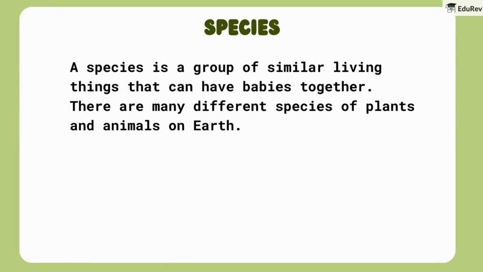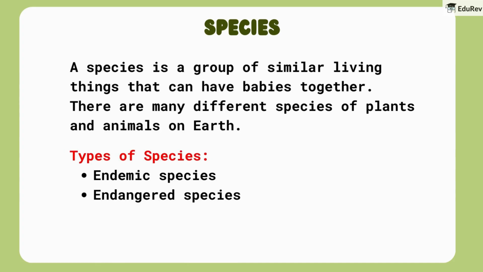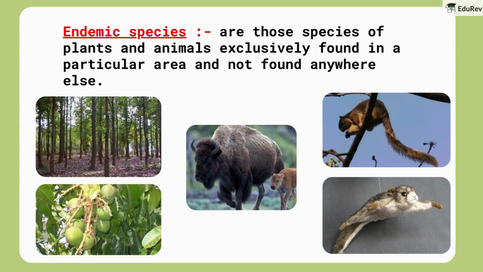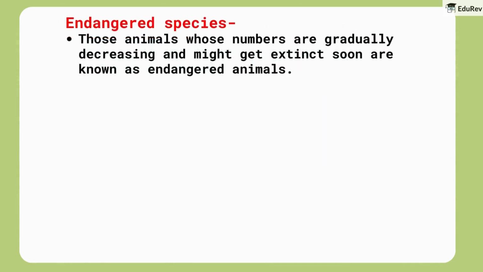A species is a group of similar living things that can have babies together. There are many different species of plants and animals on Earth. Species are of two types: endemic species, endangered species. Endemic species are those species of plants and animals exclusively found in a particular area and not found anywhere else. Examples are sal and wild mango, the endemic flora of Pachmari. Bison, Indian giant squirrel, and flying squirrel are the endemic fauna of this area.